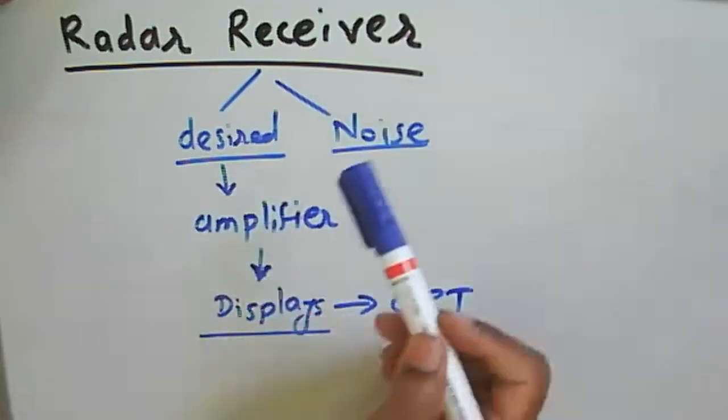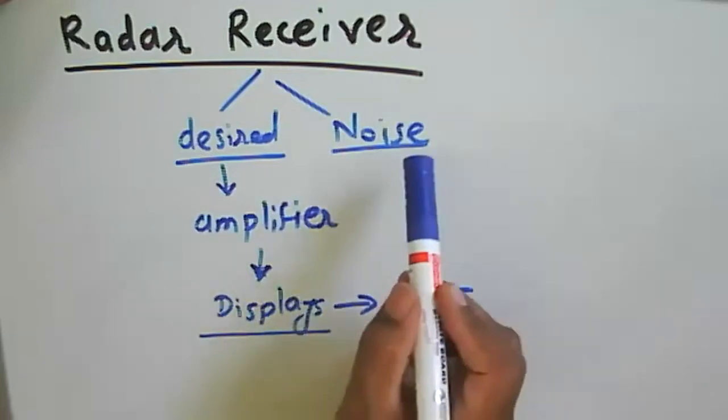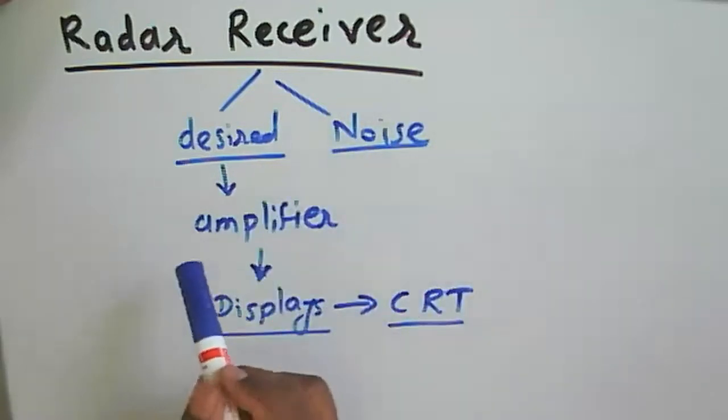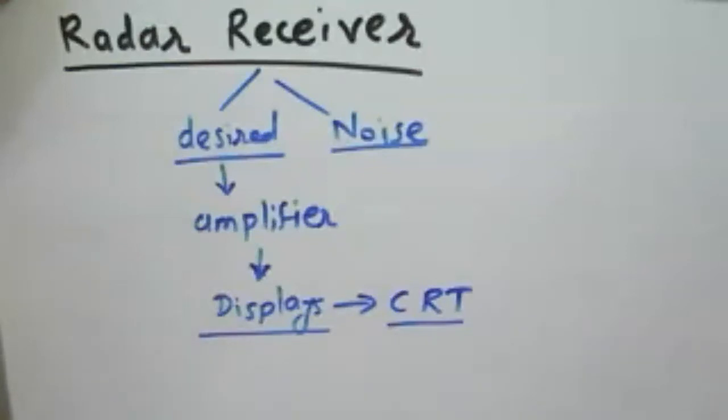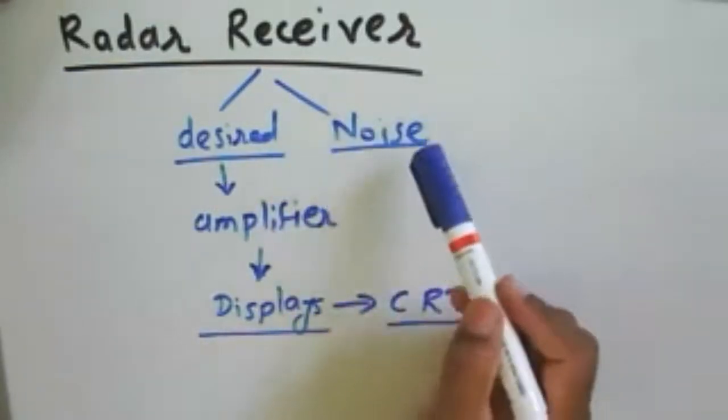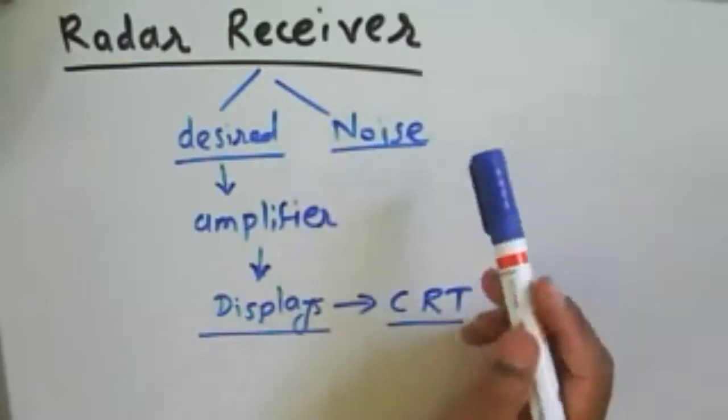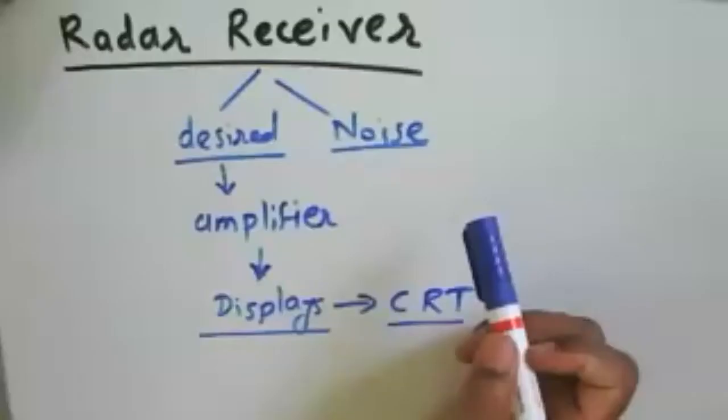before amplifying the signal. If the unwanted signal is amplified by the amplifier, then we are not able to identify whether that signal belongs to the desired one or to noise. So that's why we need to separate out the noise in the signal.